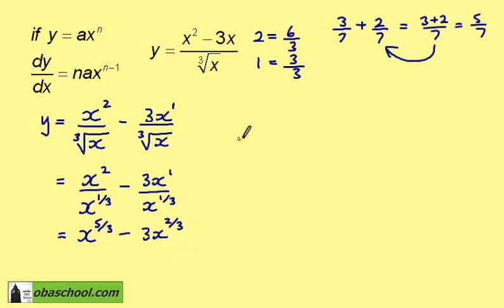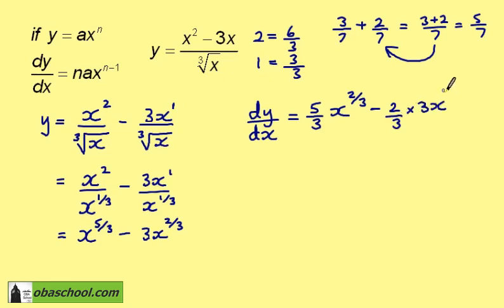We're now in a position to differentiate this. So dy/dx is equal to, drop the power down in front, so it's 5/3, times x, reduce the power by 1 to the power 2/3. Take away, drop the power in front, so it's 2/3 times 3x to the minus 1/3. 2/3 take away 1 is minus 1/3.